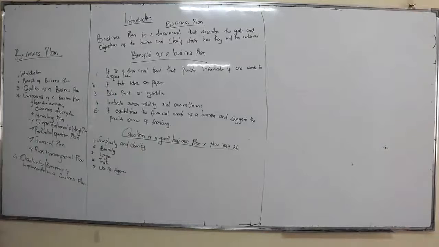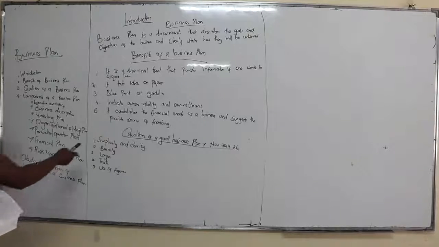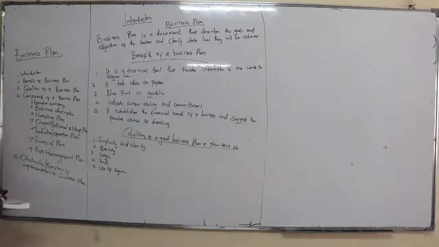So the qualities of a good business plan: I've said the first one is about simplicity and clarity. When I say it should be simple and clear, this is in order to attract and motivate the reader. For it to attract and motivate the reader, it needs to be very simple and clear. You need to go direct to the point.